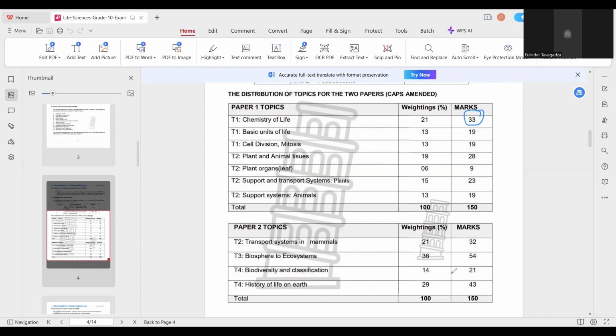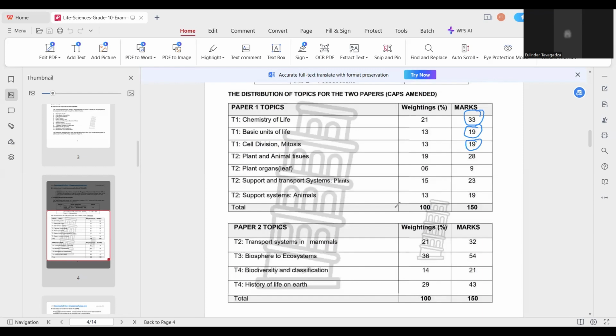Then we move on to another topic that we'll cover in term 1, that is basic units of life. The marks are out of 19, and the weighting is 13%. Then in term 1 also, you cover cell division, mitosis. In grade 10, you only cover mitosis. So cell division also carries 19 marks.